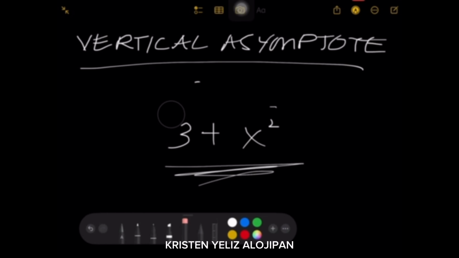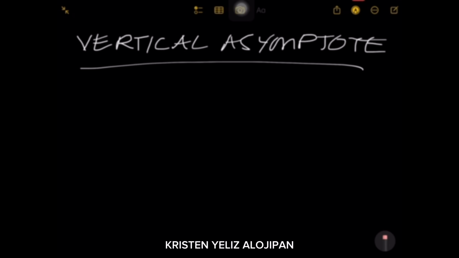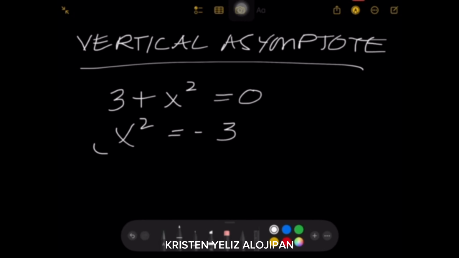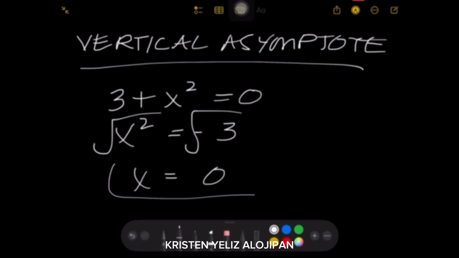So let's remove this first. Then let's set 3 plus x squared equal to 0. So x squared equals negative 3. This isn't really possible, so we don't have any vertical asymptotes. No VA.